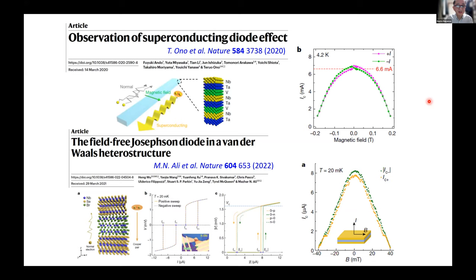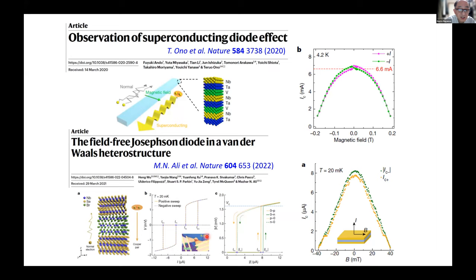But recently, I think all of you know about these very famous two experiments. So one is Kyoto group and the other is Delft group. So Kyoto group talked about the superconducting diode effect under the magnetic field, right? So here is the magnetic field. So this asymmetry between the positive and negative current direction will be reversed by the reversal of a magnetic field. But Professor Ali's group shows the field-free Josephson diode in these systems, right? And it is an even function, right? So as a function of a magnetic field. So these two are quite different.